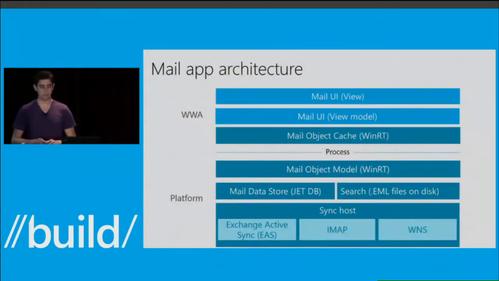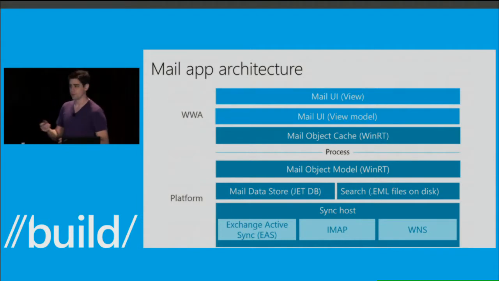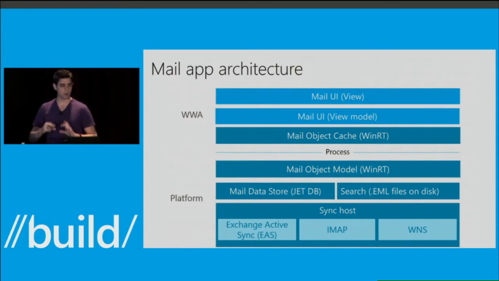And then the Mail app architecture. Here's a quick overview of what the Mail app looks like. As you can see, MVVM at the top, we expose some WinRT objects up into our WWA process, wwahost.exe, if you're familiar with that, with HTML apps. And then we have a separate process that runs in the background for background sync. This is really powerful for us because when we're running these sync operations in the background, we don't have to spin up all of the UI as well. We can really get just the part that we need to do syncing.